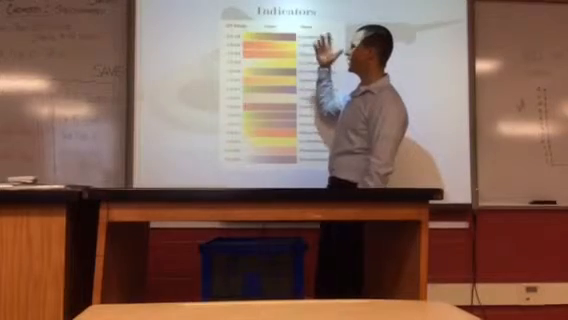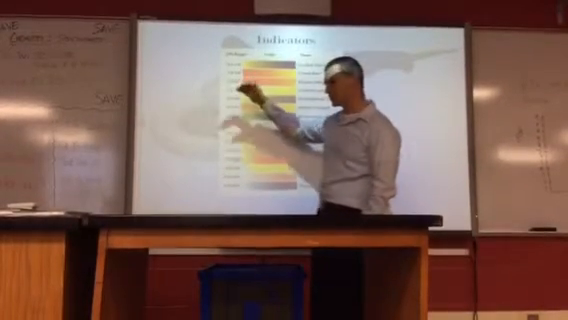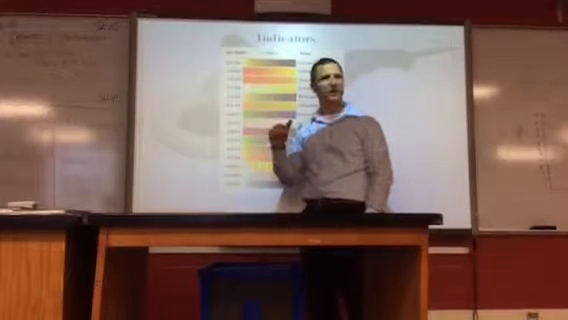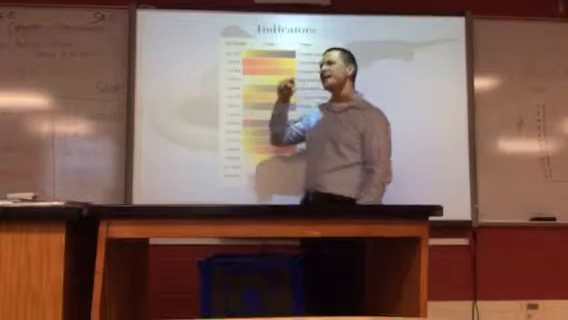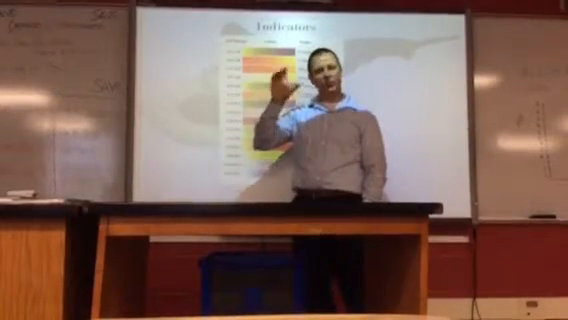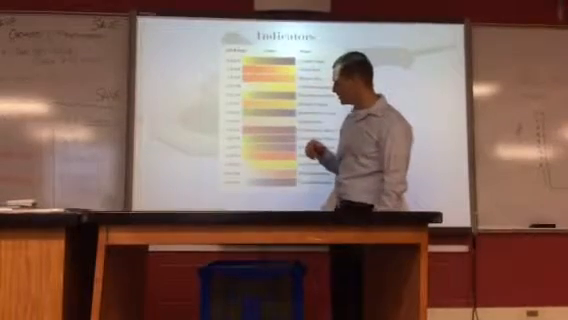I don't know what the structure is that makes it so strong, but as we go down, they get weaker and weaker and weaker because their pKa's are going up. Remember, the lower the pKa, the stronger the acid is. So whatever the pKa of the acid is, that's the pH that it will indicate a color change for, or that you want it to indicate a color change for.